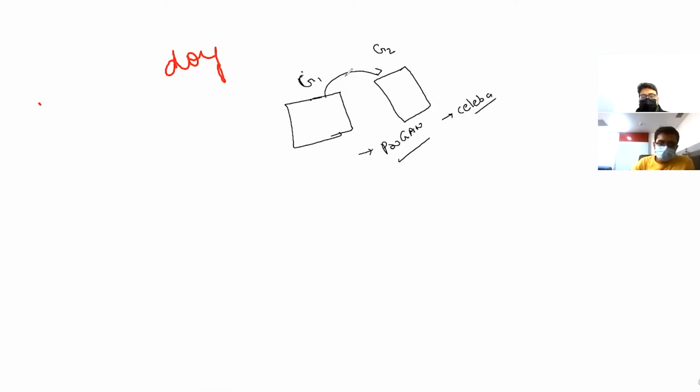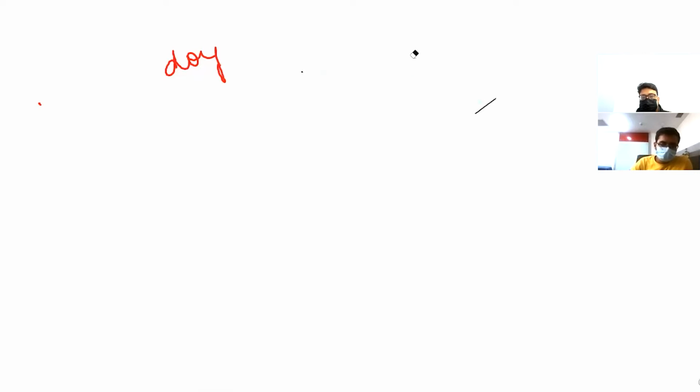Pro GAN is an acronym for progressive GAN. It is a unique GAN compared to others. It is unique because in a normal GAN, with the generator and the discriminator, their input size is fixed. Let's say this is my generator and this is my discriminator.